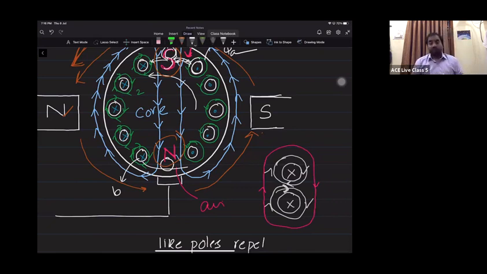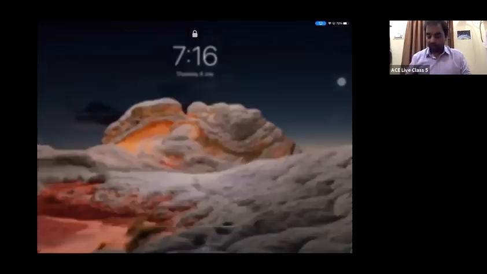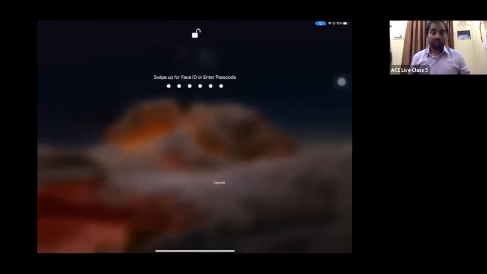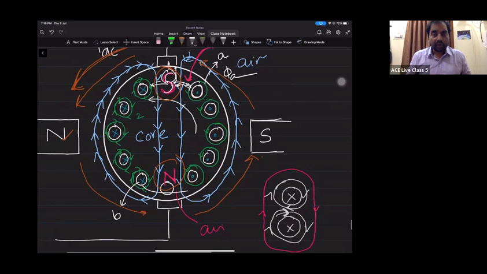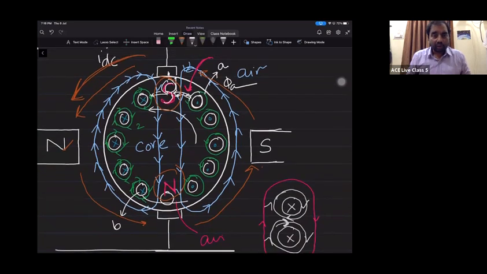Right. Now the question is, I need a continuous rotation. If I need a continuous rotation, then these attractive and repulsive forces should be continuous. So if I want continuous attractive and repulsive forces, this north pole has to always see which pole there? South pole. And this north pole has to see on the bottom a north pole, and this north pole has to see a south pole, and that south pole has to see a south pole.